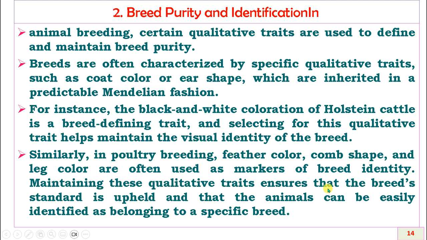Similarly, in poultry breeding, feather color, like Giriraja feather color, then the Kadaknath etc. black, the comb shape and leg color are often used as markers for breeding identity. Always the breed purity will be characterized by the qualitative traits, not by the quantitative traits. So a particular breed of animal may have the required quantitative characters, but at the same time, the coat color and the horn, etc., also play an important role. We cannot neglect any of this. So the breed standard is always recognized by the qualitative traits and not the quantitative traits.